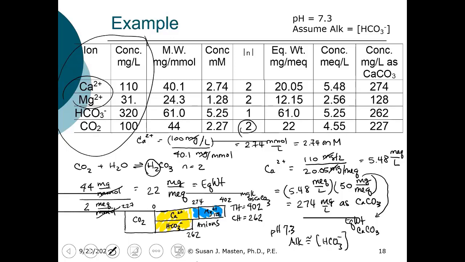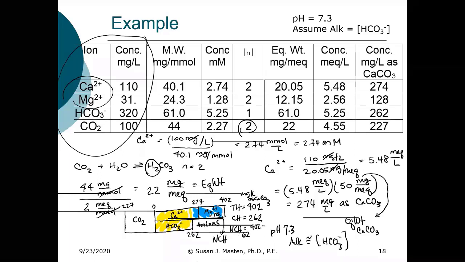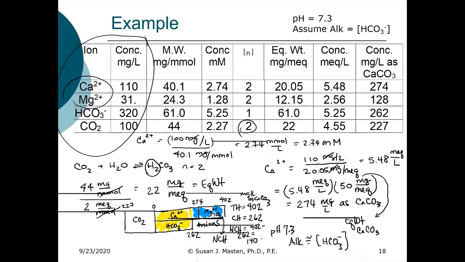The blue, or non-carbonate hardness? And non-carbonate hardness. So this is going to be my non-carbonate hardness. Okay. So I have 262 milligrams per liter as calcium carbonate of carbonate hardness, and my non-carbonate hardness is equal to 402 minus 262, or 140 milligrams per liter. So now I know my carbonate and my non-carbonate hardness.